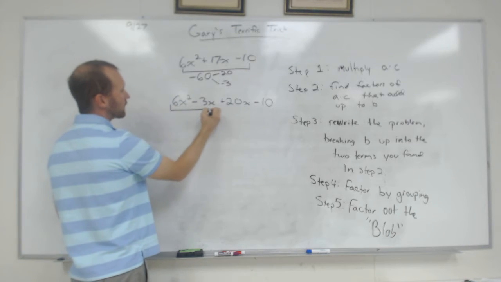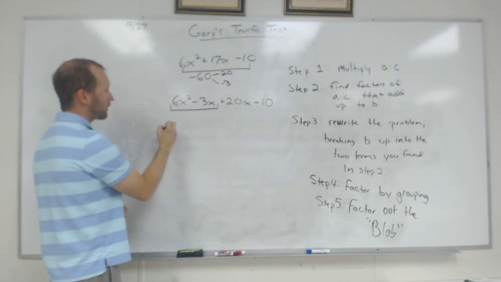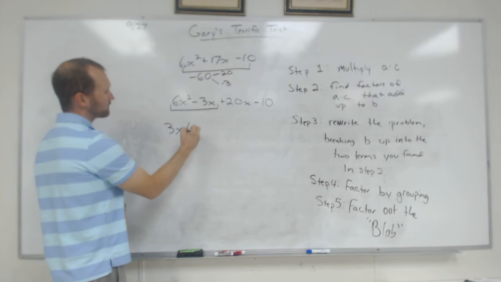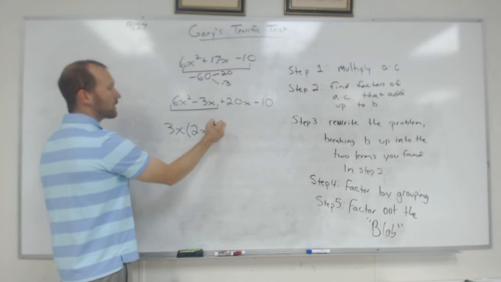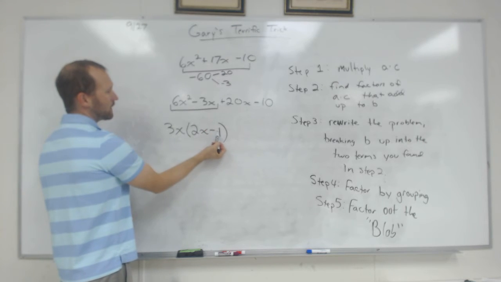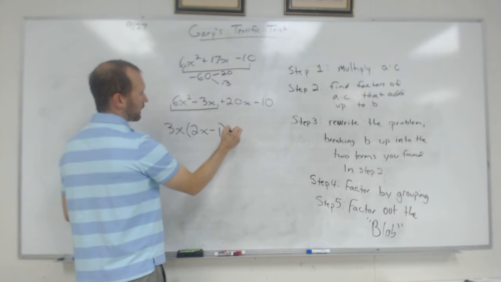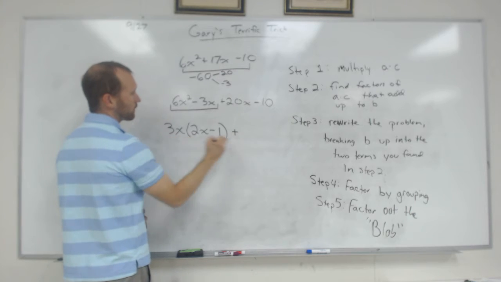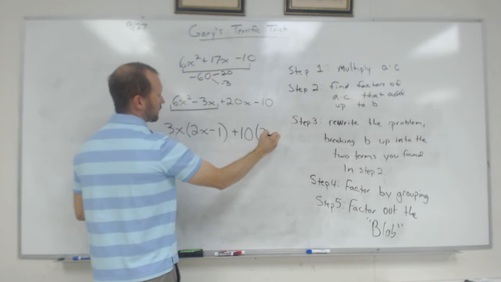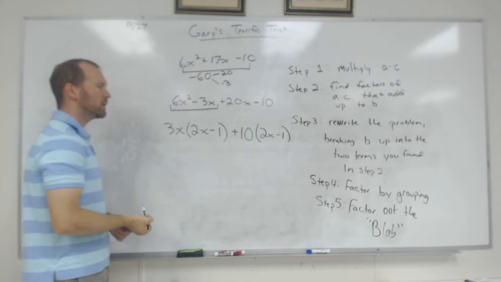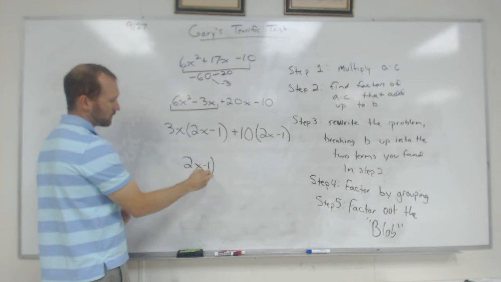All right, factor this by grouping. What does 6x squared and negative 3x have in common? You can pull out a 3x, leaving 2x minus 1, just a 1, because 3x times minus 1 would be minus 3x. And then what can I pull out of the second two? 10, leaving 2x minus 1. Factor out my blob, which is 2x minus 1.